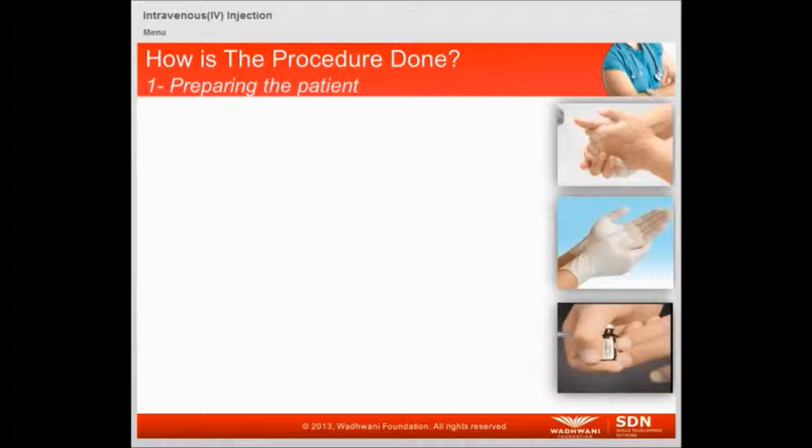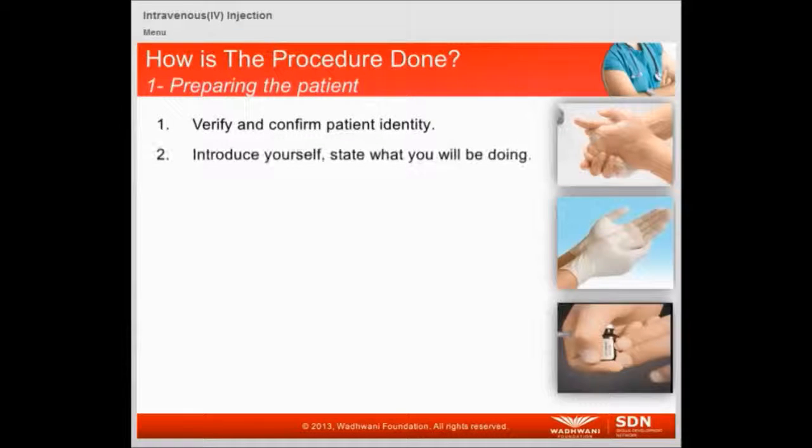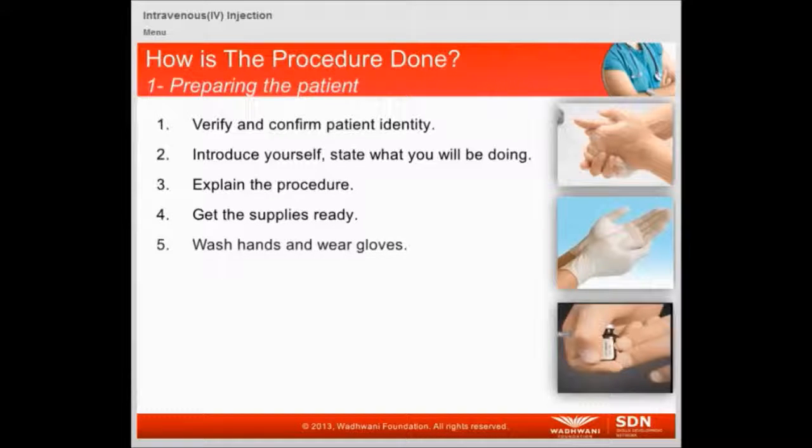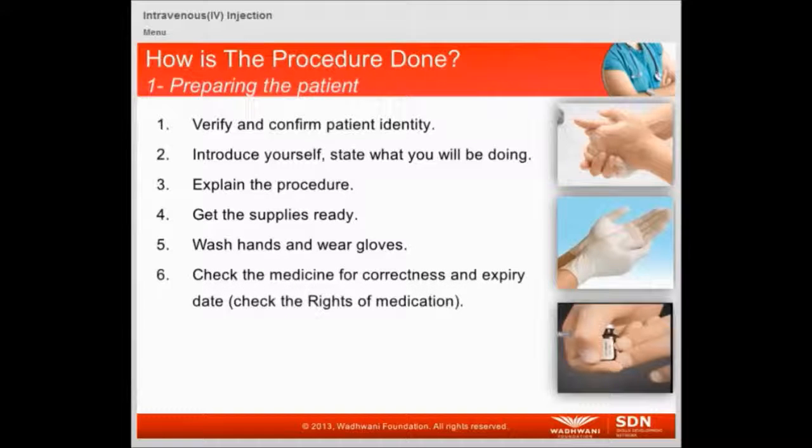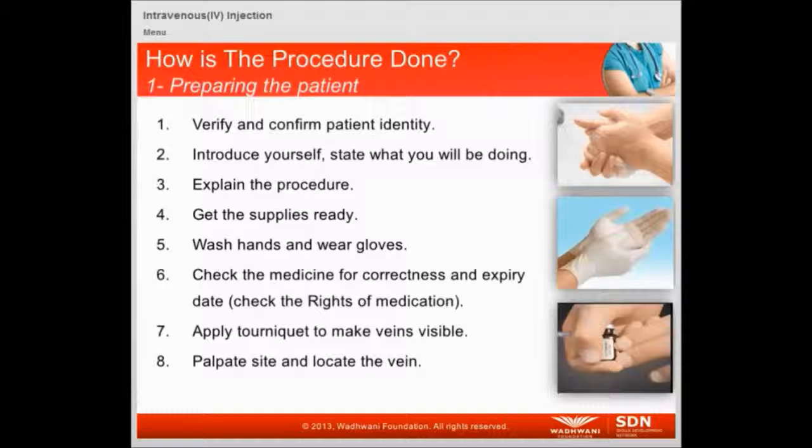To prepare the patient for the IV injection process, you should: 1. First verify and confirm the patient's identity. 2. Introduce yourself and state what you will be doing. 3. Explain the procedure. 4. Get the supplies ready. 5. Wash your hands and wear your gloves. 6. Check the medicine for correctness and expiry date. Check rights of medication. 7. Apply a tourniquet to make the veins visible. 8. Palpate the site and locate the vein.